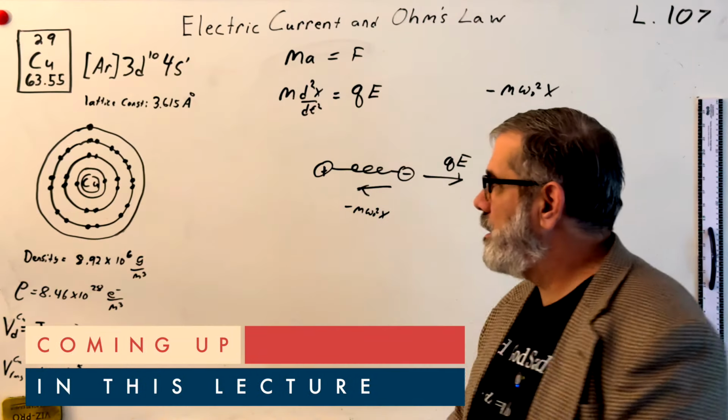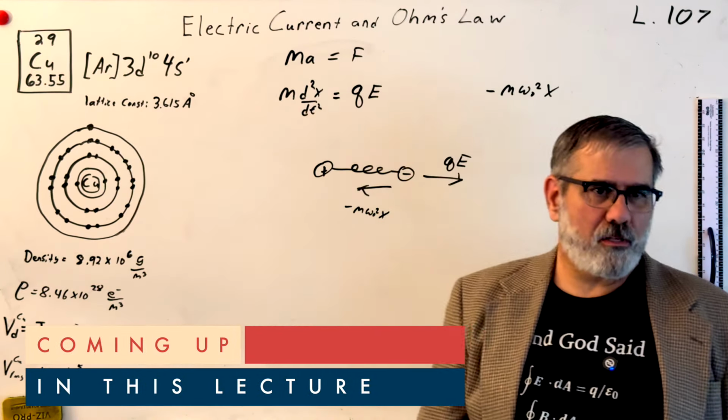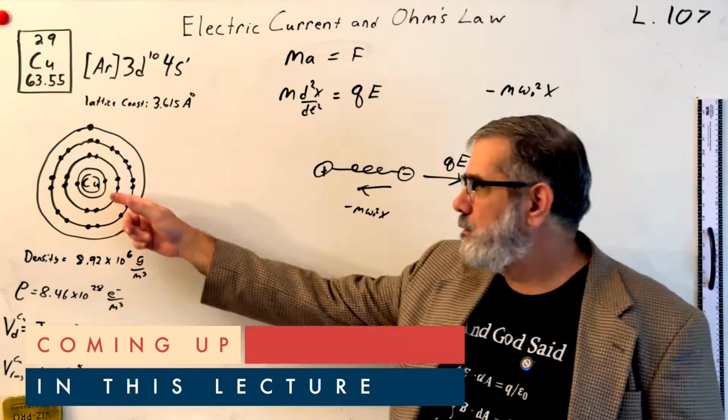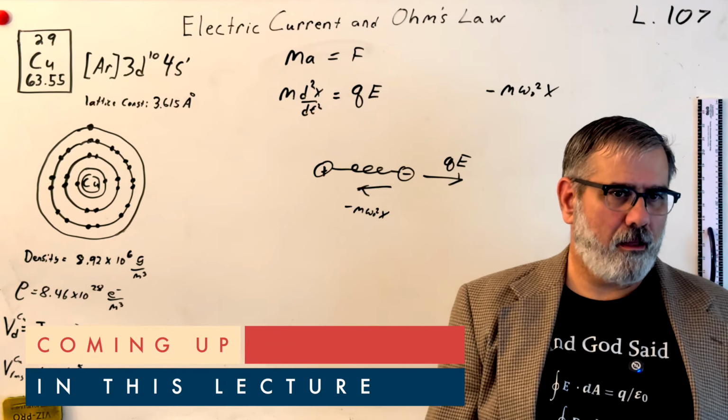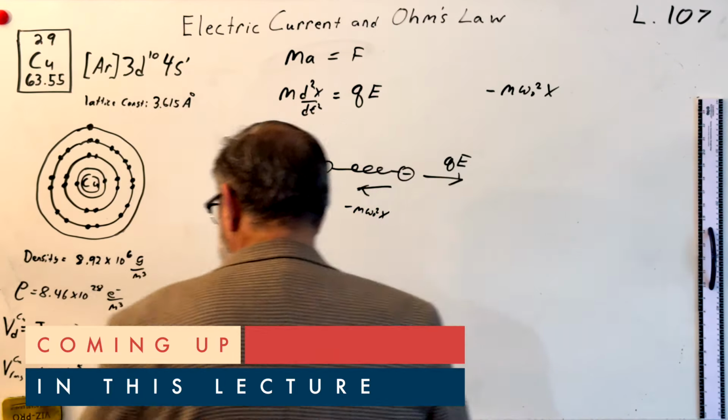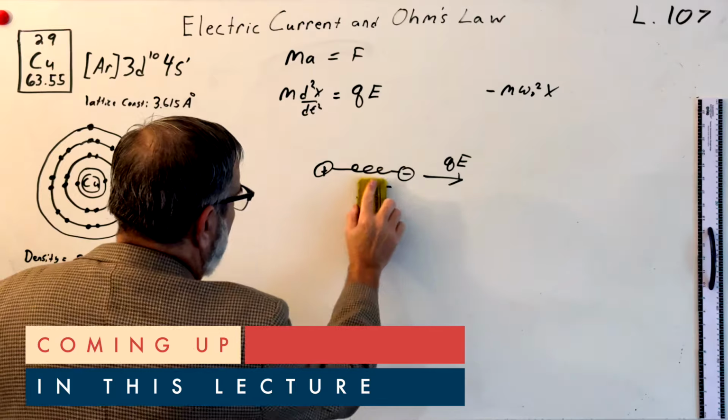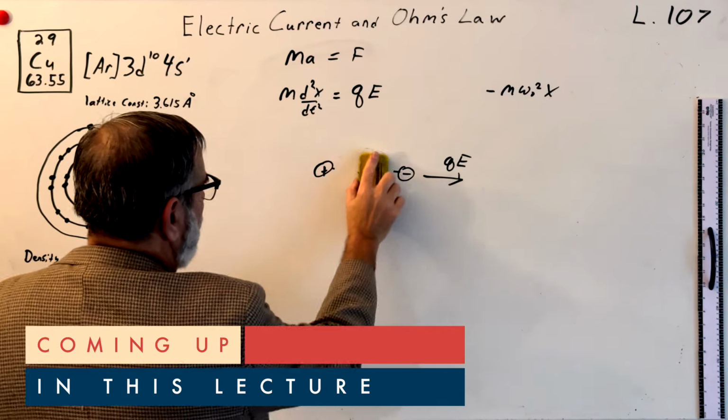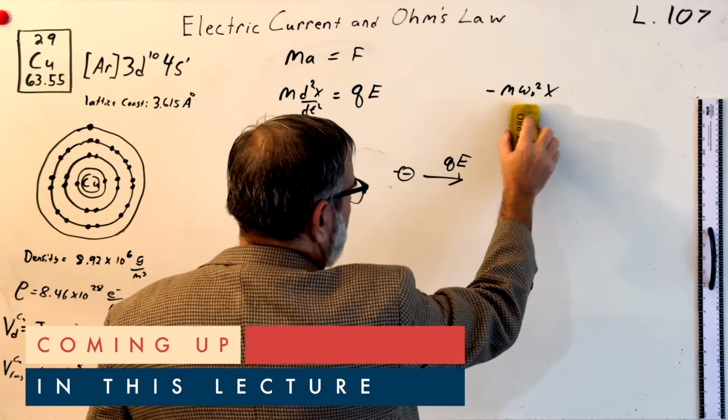We're going to assume that this free electron that we're talking about is not bound, at least not bound tightly to the copper ion core. So what does that mean? That means that there's no restoring force. Let's treat it as if there is no restoring force. So we're just going to say goodbye to this whole term here.